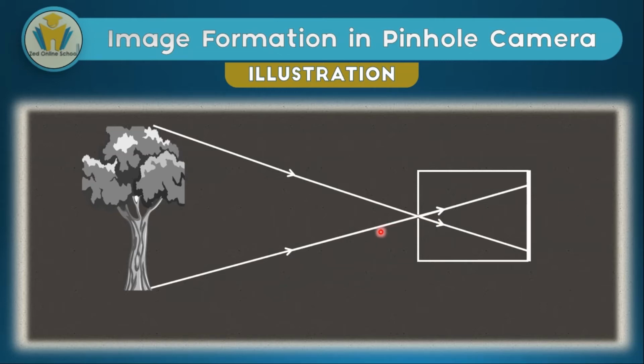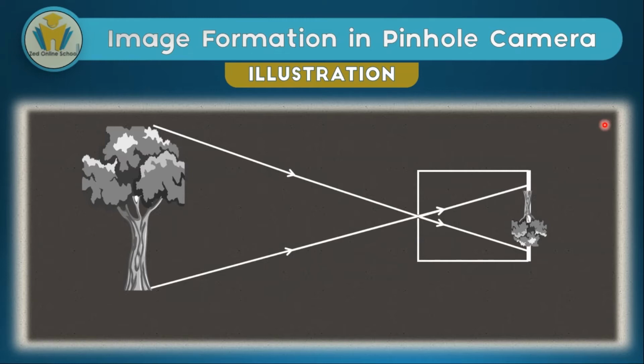As you can see, these rays crisscross, and therefore our image here will be inverted. The ray from the top finds itself at the bottom of the screen, while the ray from the bottom finds itself at the top of the screen. Therefore, this image here will be inverted.